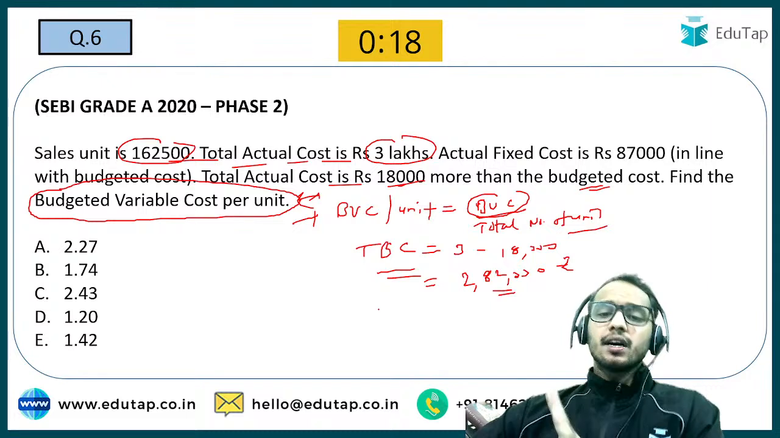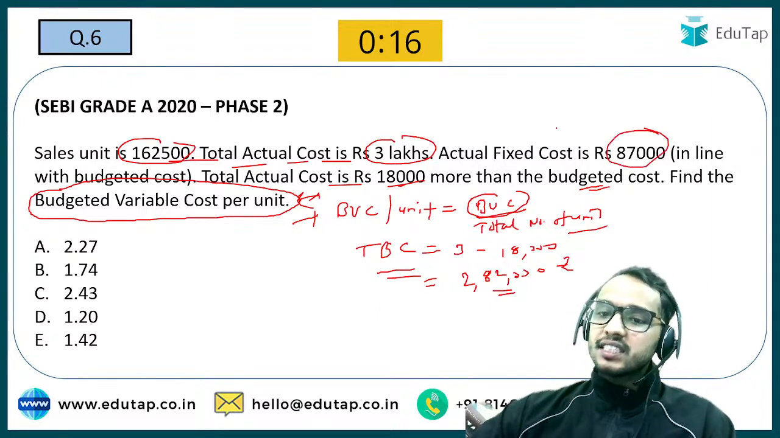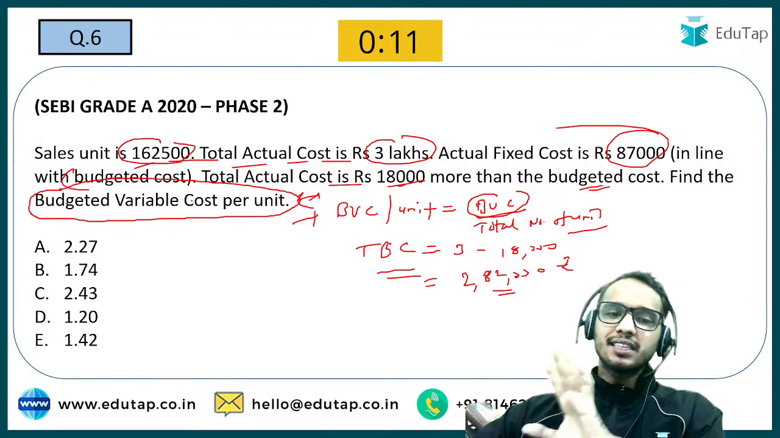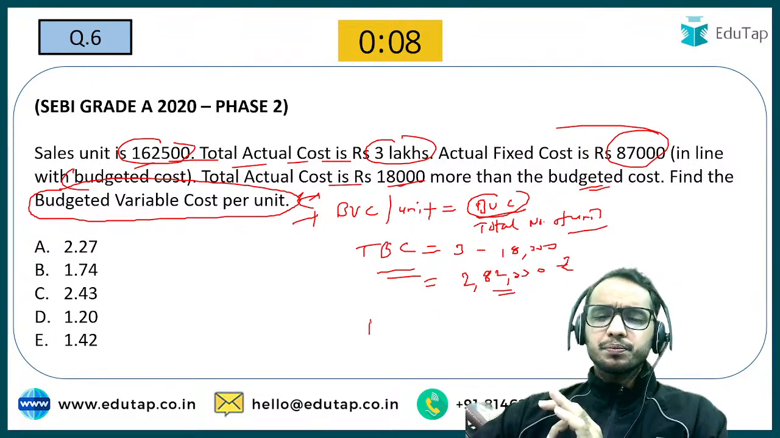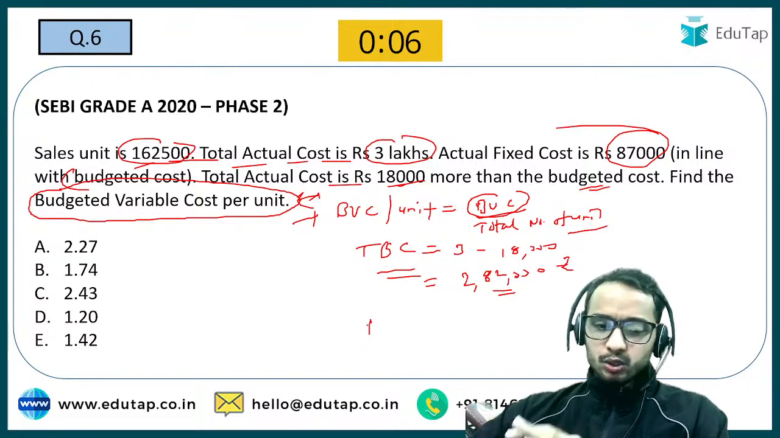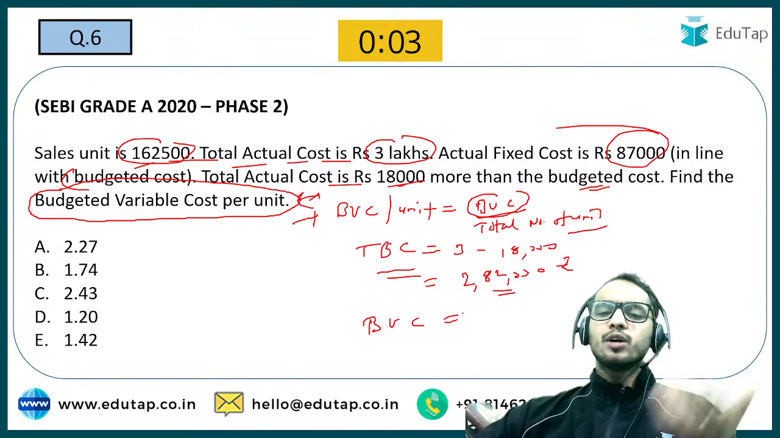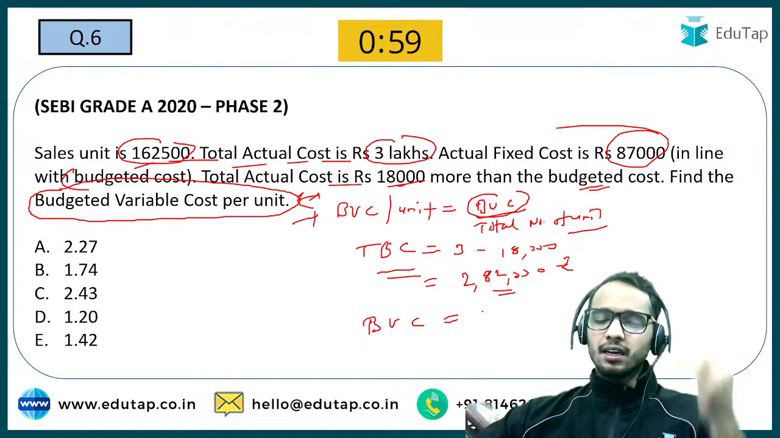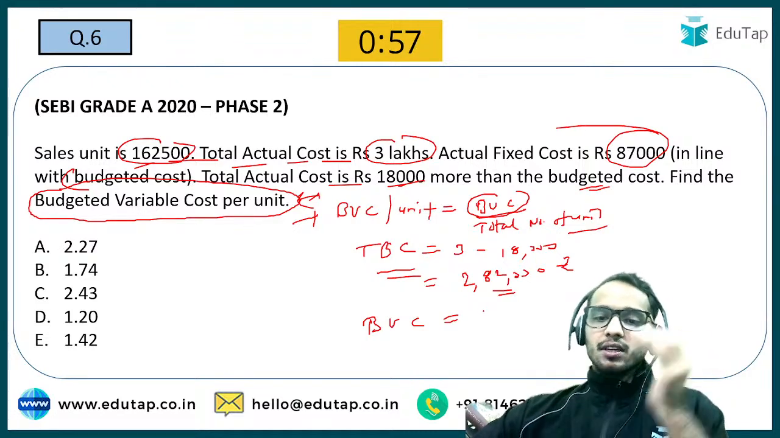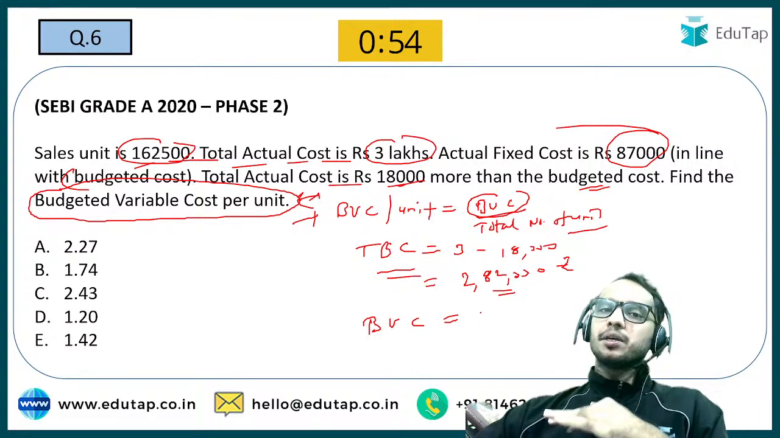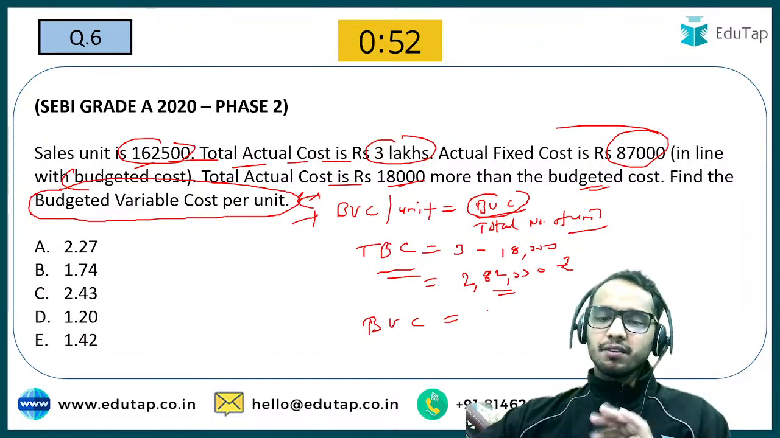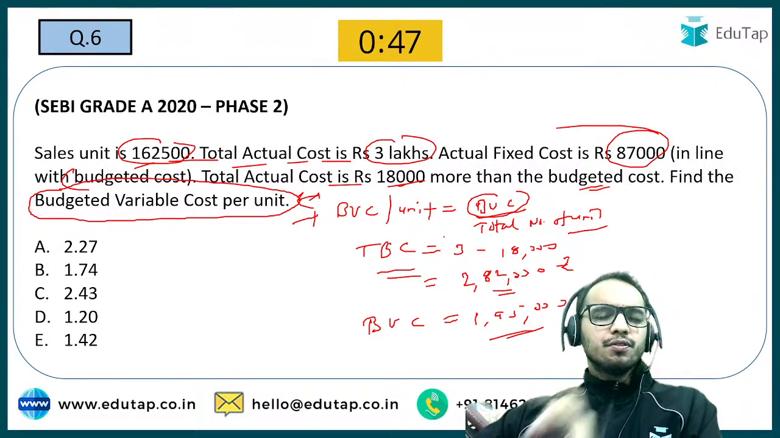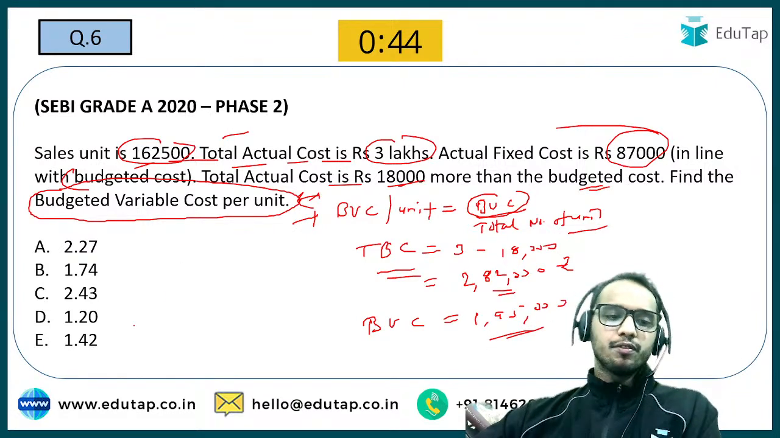Now you have to deduct the fixed cost. Fixed cost is in line with the budgeted cost. Actual fixed cost and budgeted fixed cost are the same. So you are going to deduct the 87,000 from it. So you will have your budgeted variable cost. That also you can do mentally. 2,82,000 minus 87,000. How you're going to do that mentally? See, in the examination you will have less time. So 2,82,000 first minus 82,000, you will get 2 lakh. Then minus 5,000, you will have 1,95,000. Just divide this 1,95,000 by the number of units. You will have your answer as 1.20.